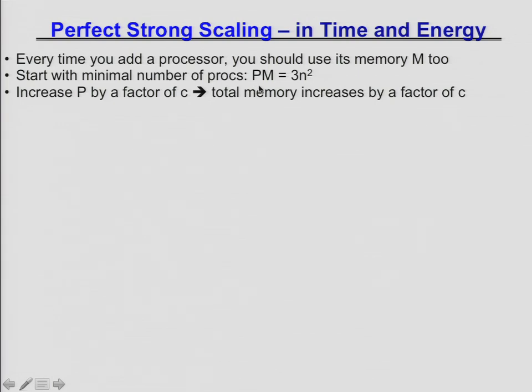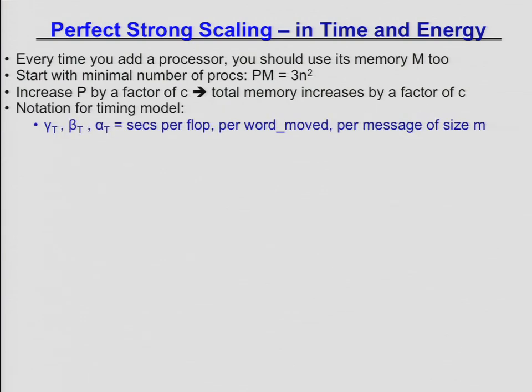I'm going to start with the fewest processors I can possibly use. Now M is going to be the per processor memory, and if I have P processors, that's the total memory in the machine. If I'm going to do a matrix multiply, that has to be at least 3n squared to fit three n by n matrices. So let me start with P that small. Now I'm going to ask, how does this algorithm scale if I increase P by a factor of c? Say I double the number of processors, then my total memory is also going to double. Let me use it all and see what happens.